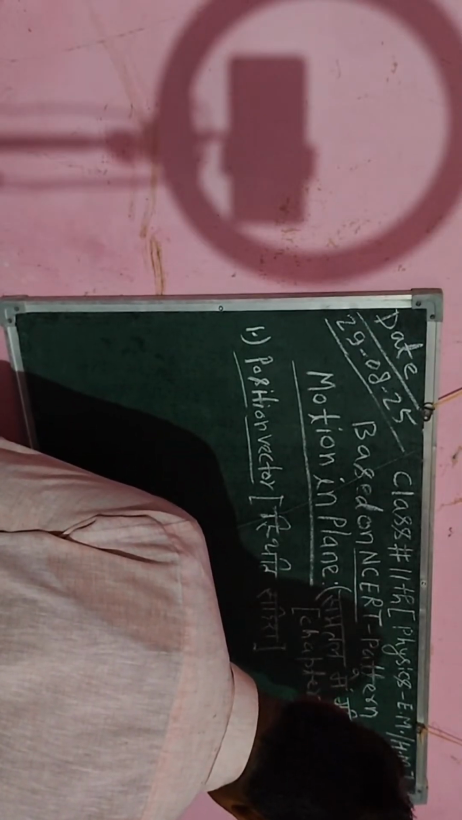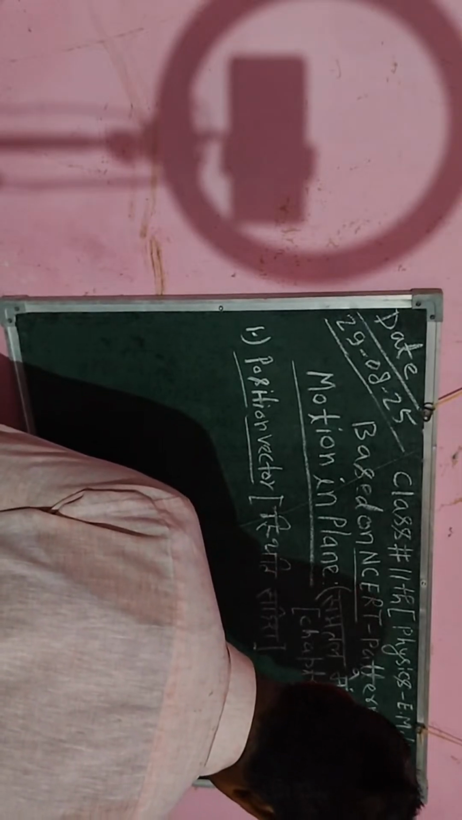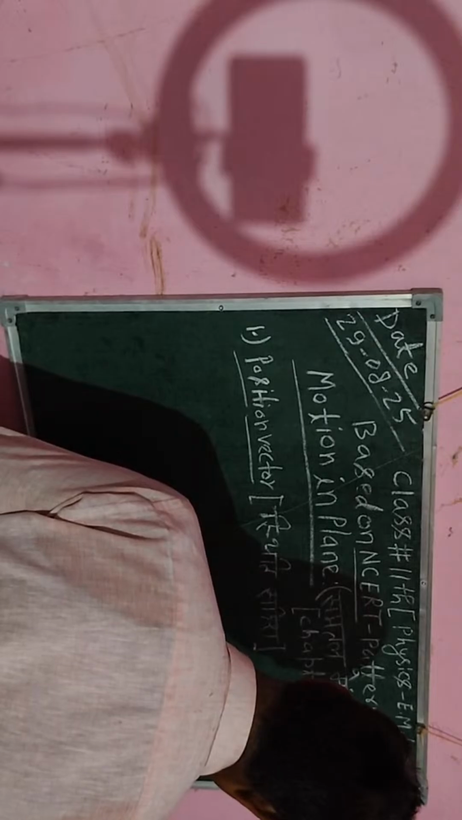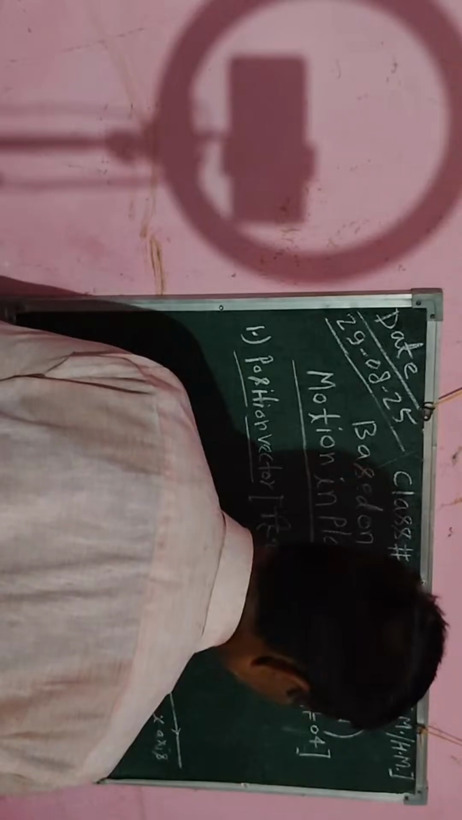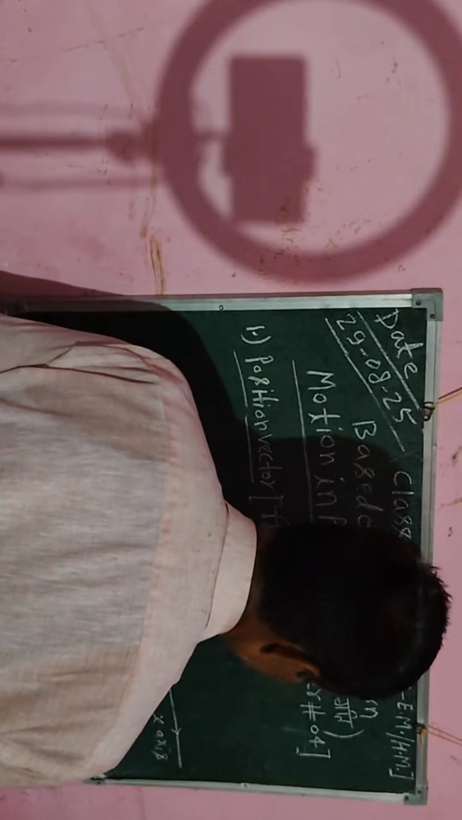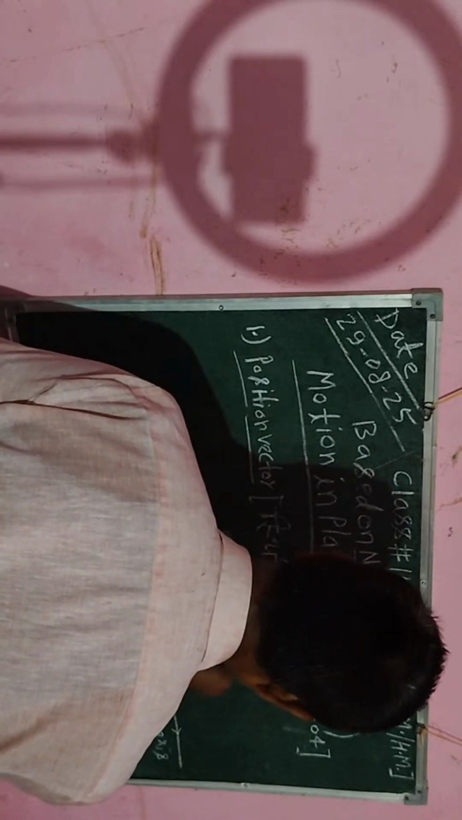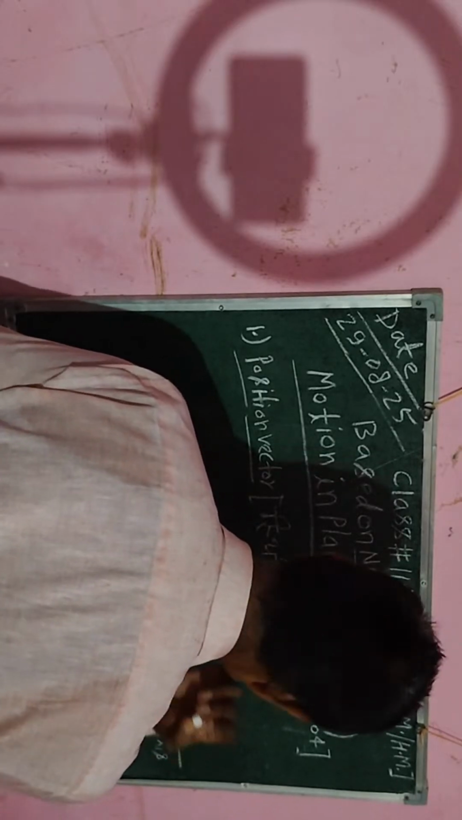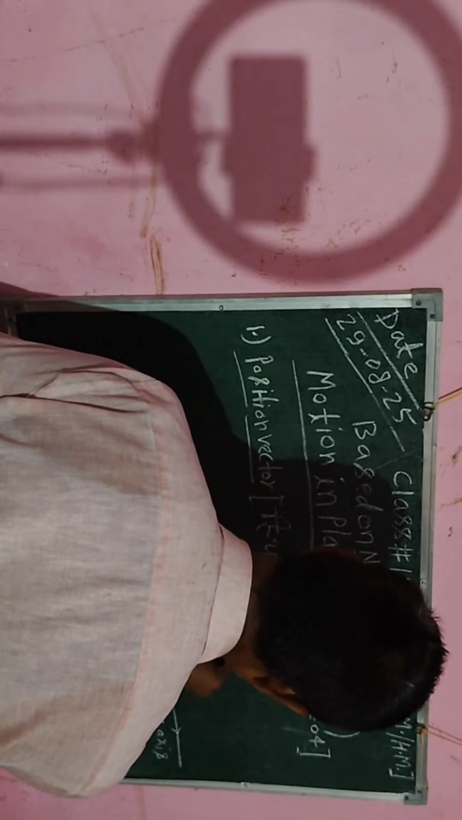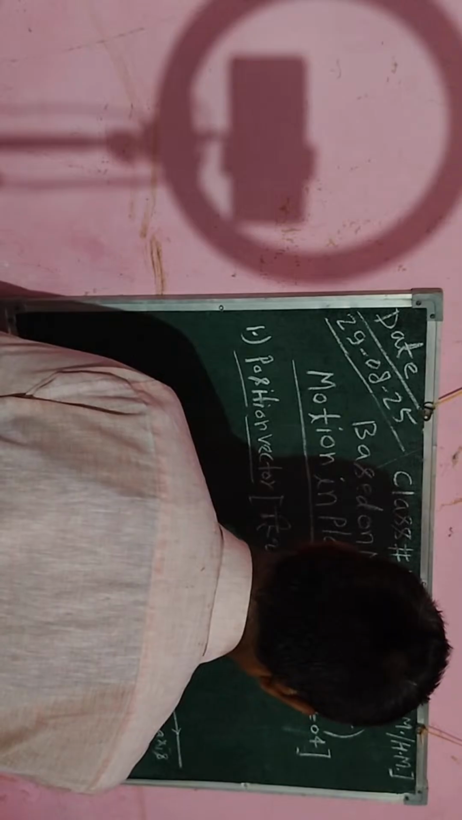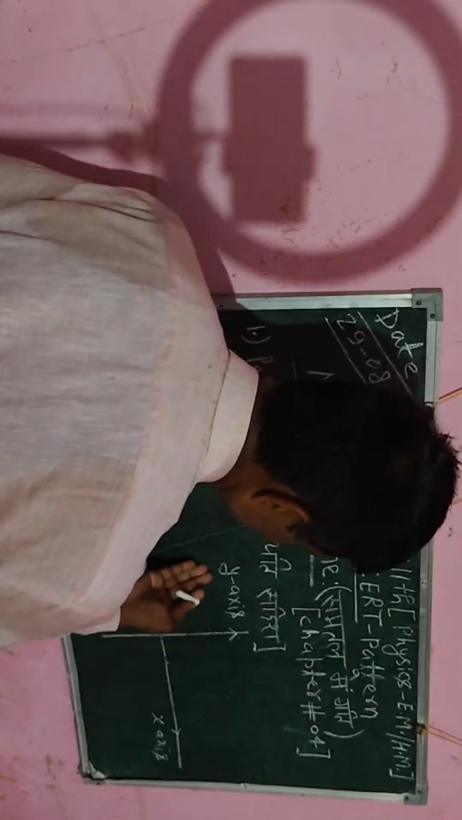A line which is parallel to the ground axis or horizontal axis, I will call the x-axis. Now I will draw the second line. That line will be perpendicular to the x-axis. So I will draw a line which is perpendicular to the x-axis, and that line I will call the y-axis. So here I will write clearly: one is the x-axis and the other is the y-axis.